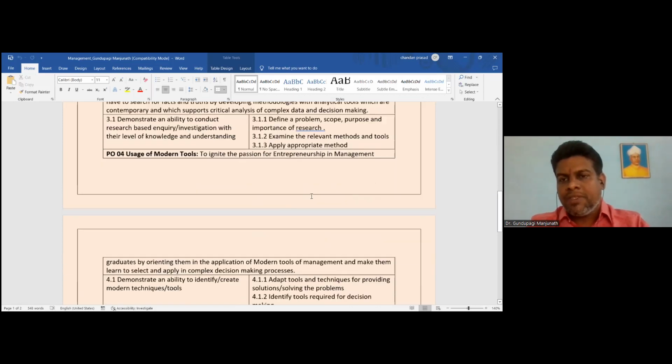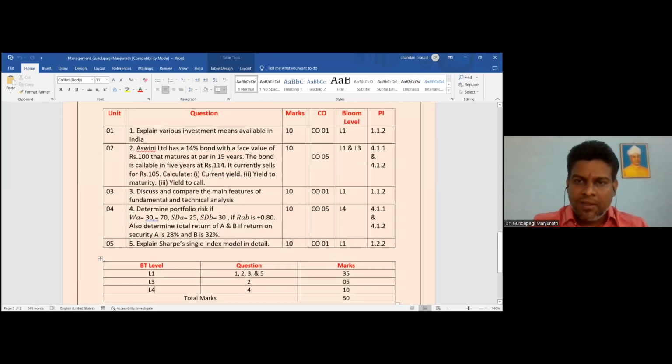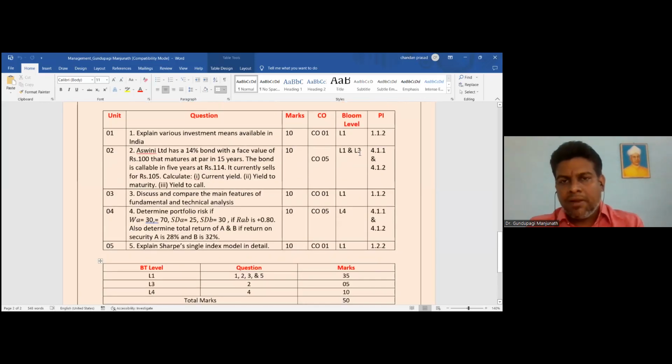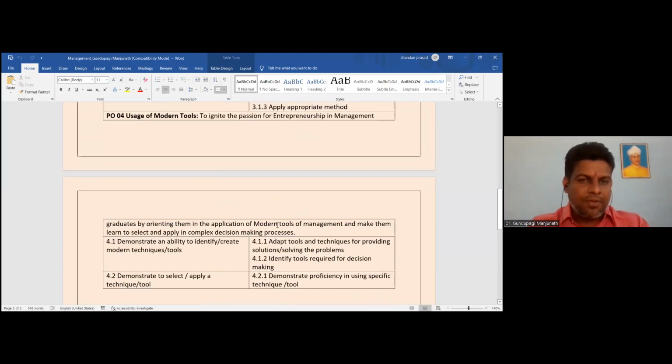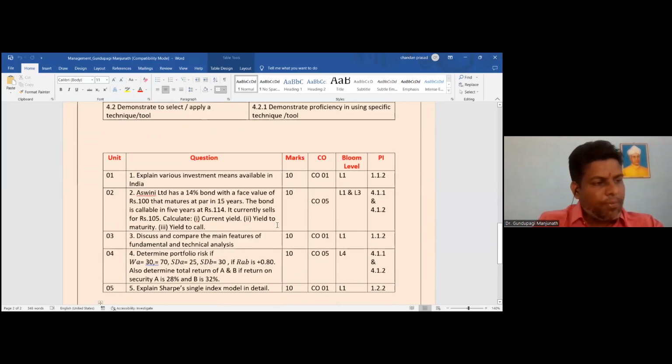So indicators are very, very important. Which indicator are we attaining through this question? And this question belongs to which level? This question is achieving which outcome? Then we can say that through our question paper, we are testing the student's attainment. I will be sharing this, because framing of the questions is very important. Framing of the questions is very important.